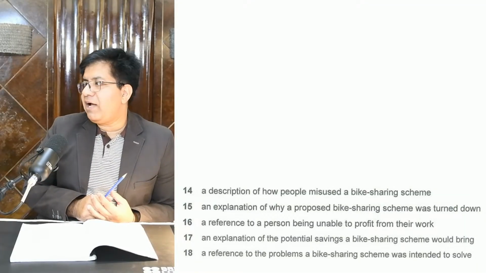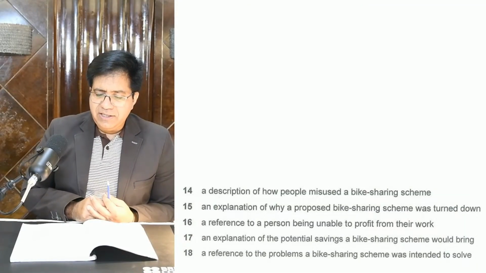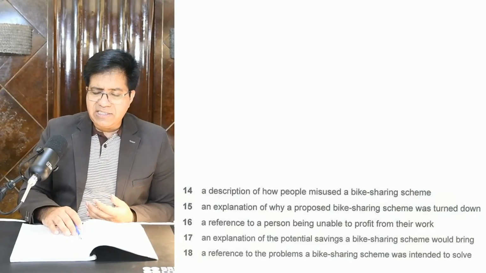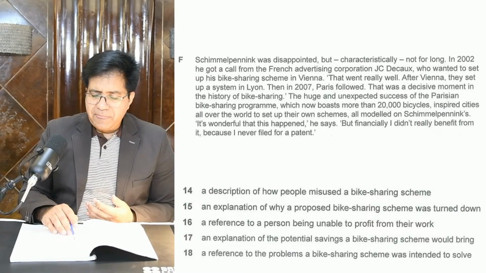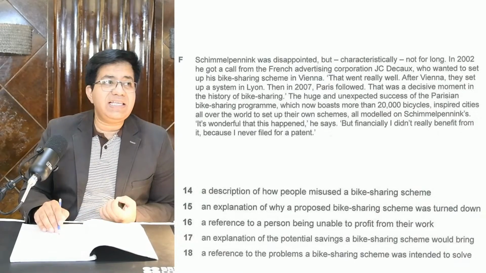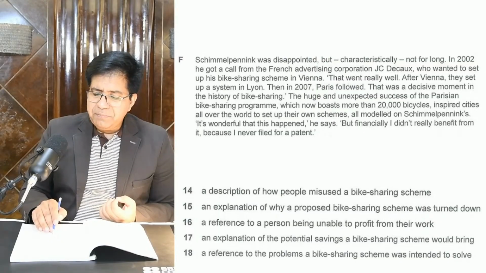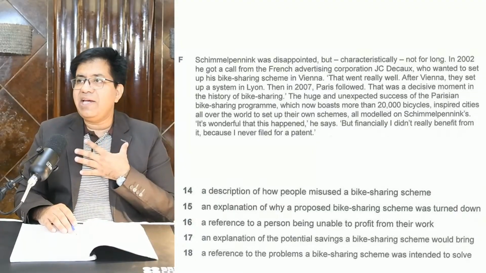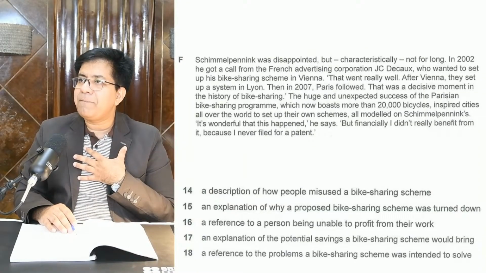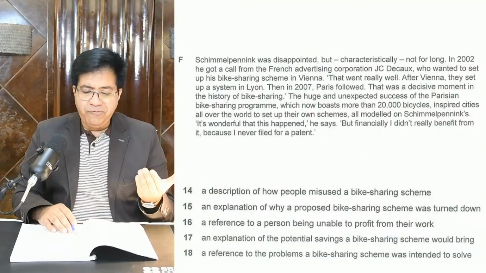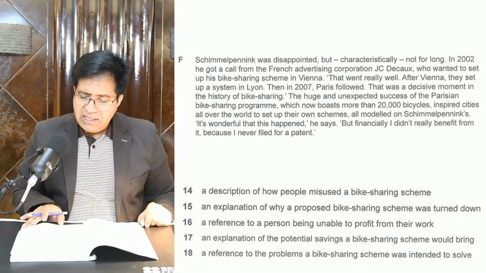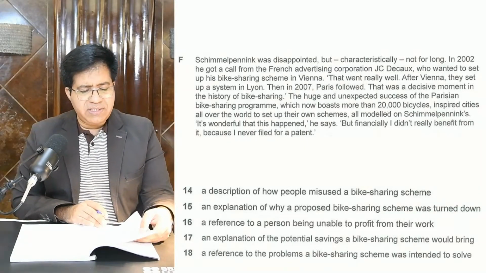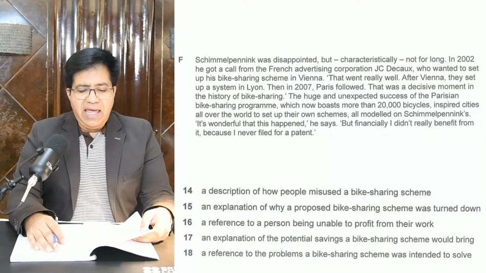I give you a hint, paragraph EFG. EFG. Name of person who did not make any profit. Okay, that is F. Schimmelpenninck. And in the second last line, he says, found it? He says, but financially, I didn't really benefit from it. Financially, I didn't really benefit. What does it mean? He did not make any profit. And the name of person is given in the beginning, that is Schimmelpenninck was disappointed. So question number 16, correct answer is F.